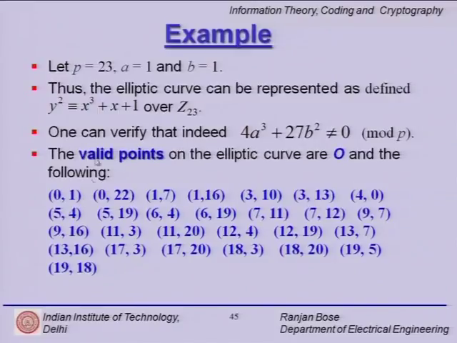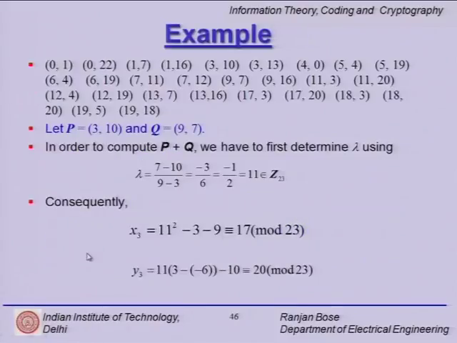So, (0, 1): you can substitute and you will find it satisfies the equation, and so (0, 22) and so on and so forth. All the valid points, as you can see, are the result of a computer search. I start with 0, then 1, then 3, I keep increasing and find the points on this curve. You take any 2 points at random, add them up, and it is a closed set, you will get a point on the curve. So, these are all the points listed out.